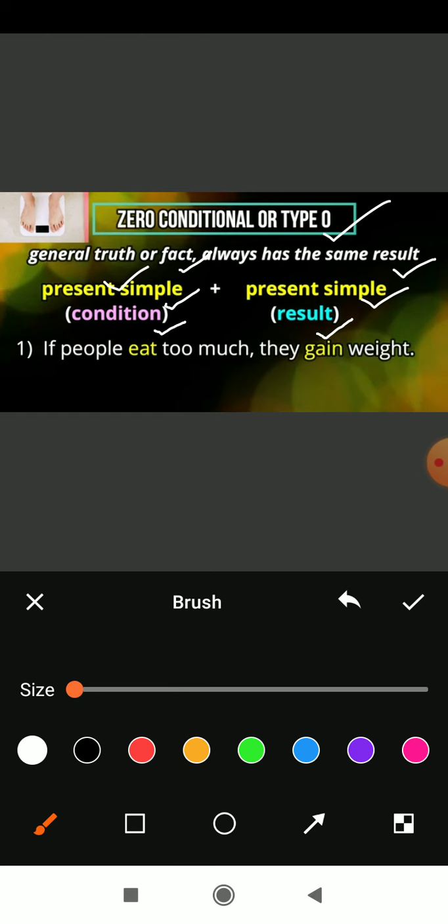So here we have one example. First example, let's discuss it. If people eat too much, they gain weight. So this is meant for you people also. If you people eat too much food in this lockdown, you will only gain weight, you will not gain memory.